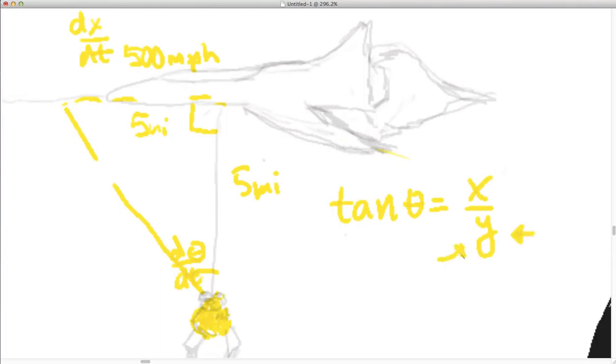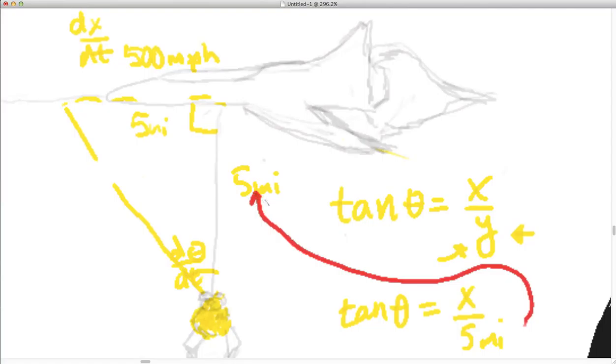Only the things that change need to remain variables. So tan theta would equal x over the 5 miles that I'm referring to here, because it's flying at a horizontal distance. It doesn't go up or down. So that's a constant. And then if you wanted, you could multiply it over here. Then we would derive with respect to time, so forth and so on.